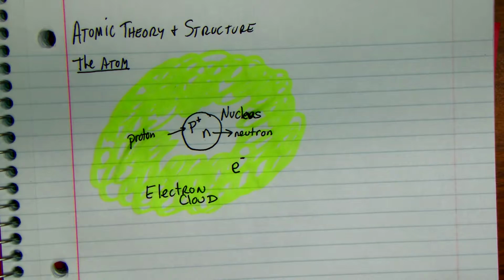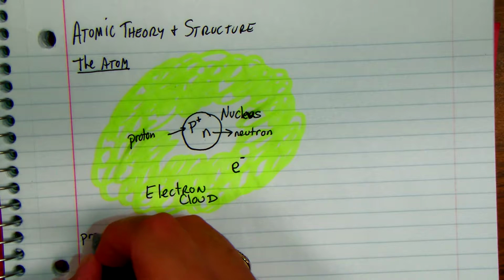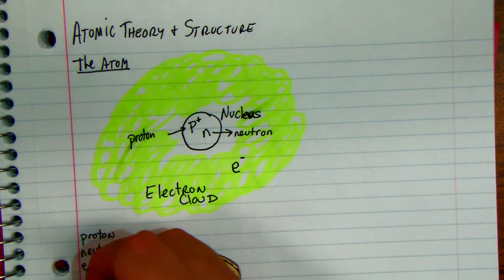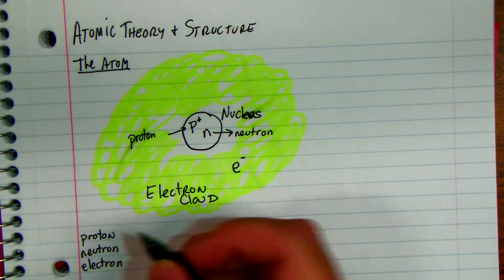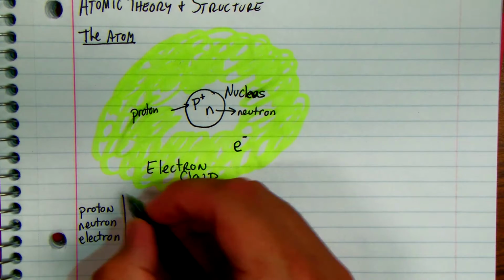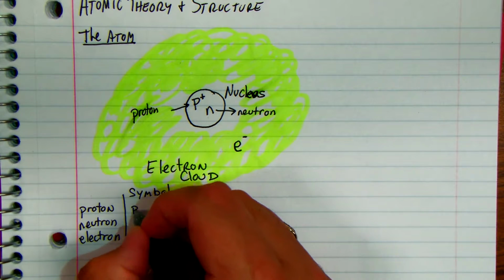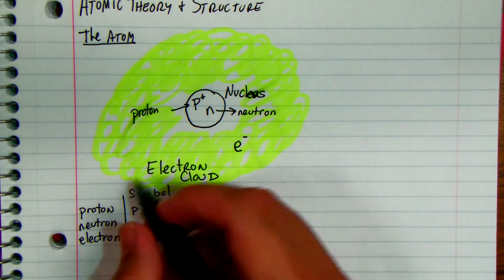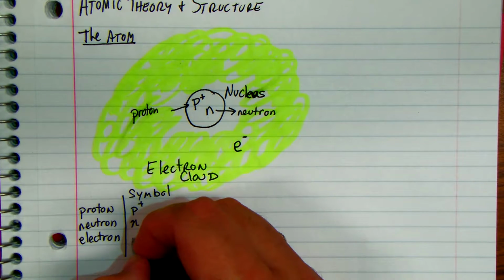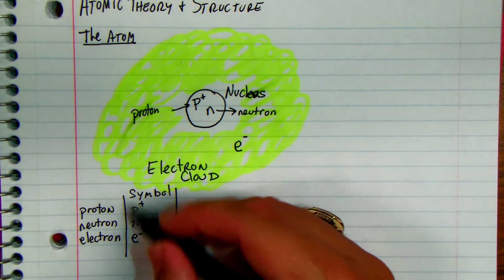Now, a couple things that you want to know. We're going to make a little chart here, so you can have this information. Proton, neutron, electron. Okay, so we're starting with that. Now, the first thing is the symbol, which we've already done. Proton is a P with a plus. What's the neutron? It's an N. Electron, E with a minus sign above that. And that's going to indicate the charge.